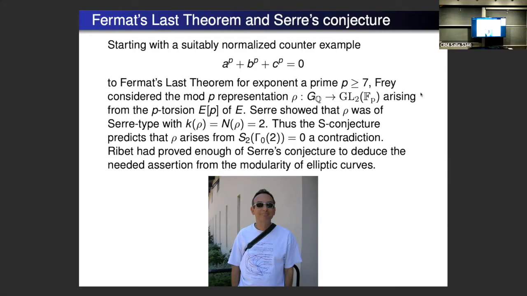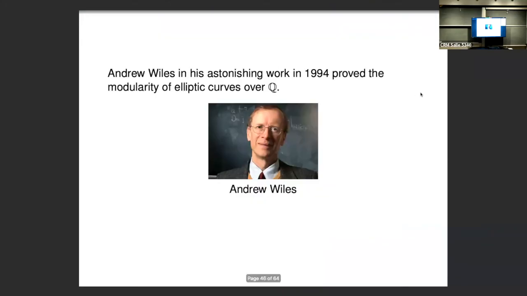Also, by results of Mazur, one knew that this Galois representation is irreducible, which is an important input. And Ribet had proved something called the epsilon conjecture, something related to Serre's conjecture, enough to deduce this kind of assertion from the modularity. Okay, so I'm almost done, so maybe I'm going to finish. And of course, as you know, Andrew Wiles proved this modularity conjecture for elliptic curves in 1994.